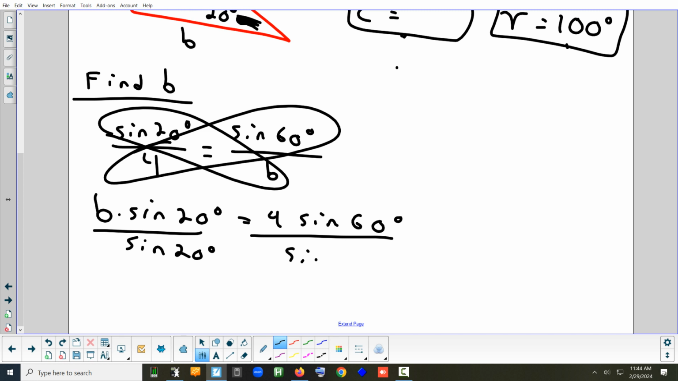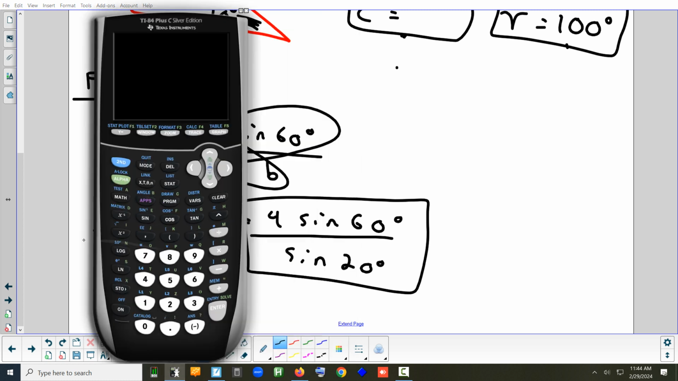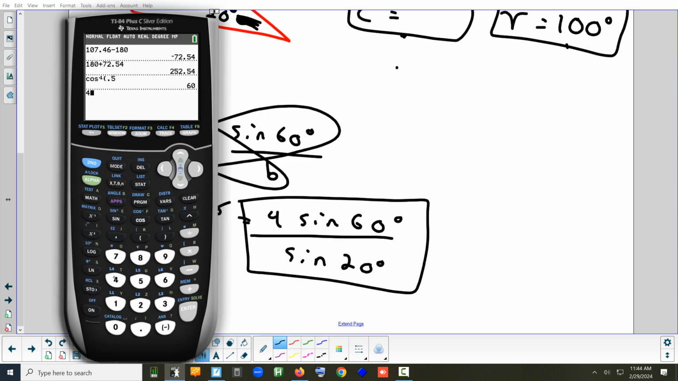I don't want to type anything in on the calculator as I go, because the more rounding I do, the less accurate it becomes. So I'm going to type everything in exactly like that, and that's my answer for B. 4 sine 60 over sine 20. 4 sine 60, close your parenthesis, divided by sine 20. Doesn't matter if you close it, because you don't have anything coming after it. B is 10.128.